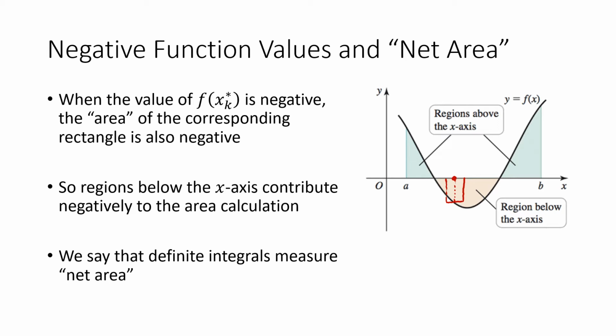That word net, you think of as sort of income minus expenses is your net income, right? So you think all of the money that you bring in minus the money that you spend, that's your net. So that's essentially what we're doing here. We're counting this positive area above the x-axis, but then we're subtracting this negative area that's below the x-axis. And the difference between those two is what we call net area.